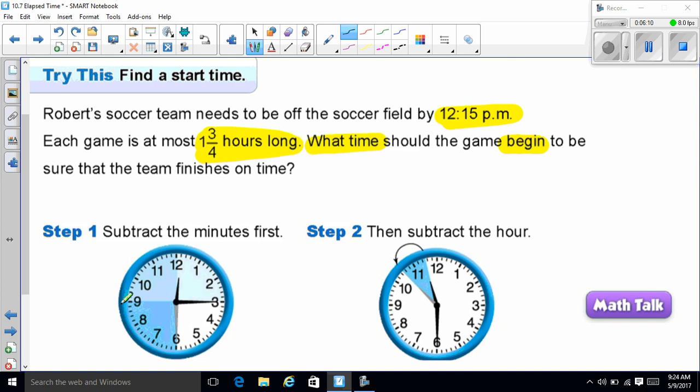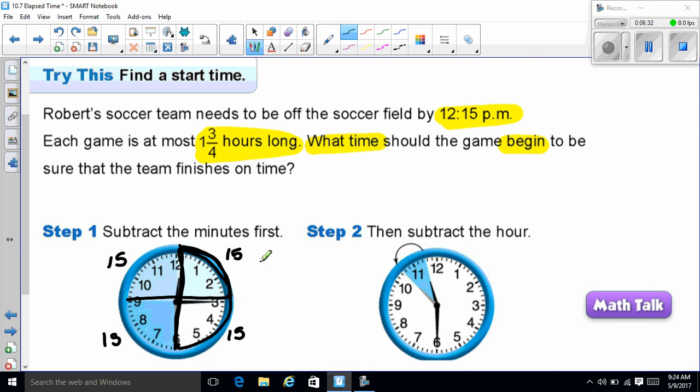I can see that my clock is actually divided into 4 sections, right? This would be 15 minutes. This is another 15 minutes. This is another 15 minutes, and this is another 15 minutes. And so 1/4 would put me right here, 15 minutes, right?